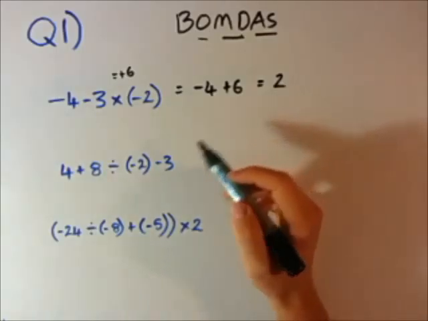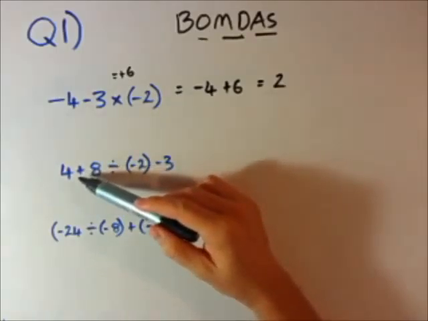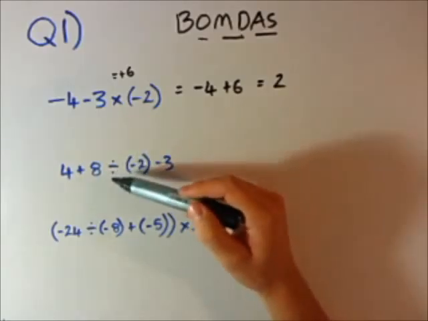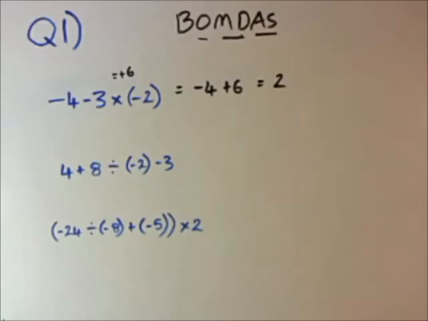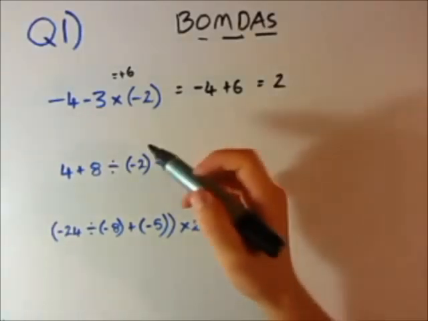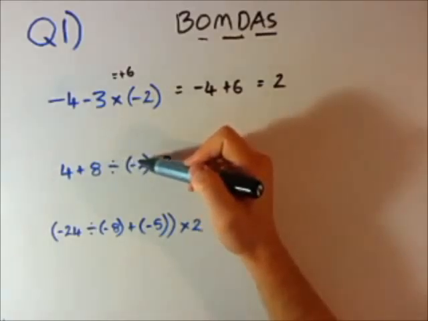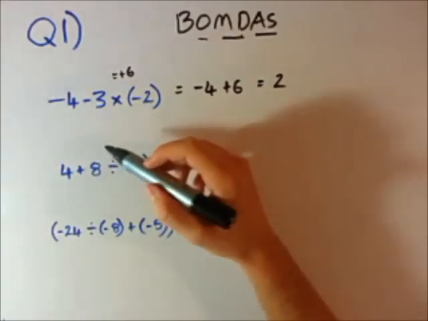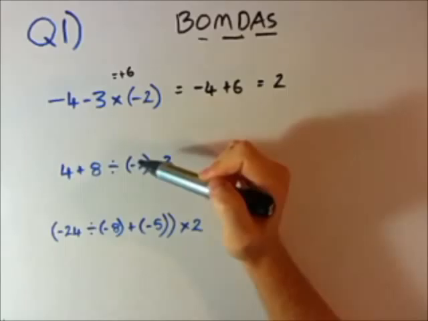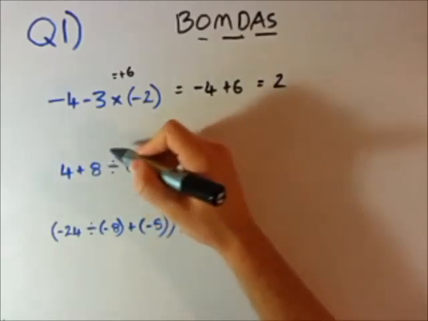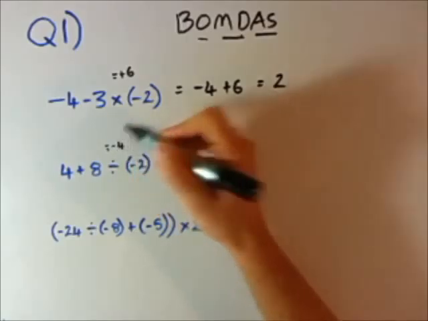Let's have a look at the second one now. We have an addition sign, we have a divide sign, and we have a minus sign. Well, we have to do the divide sign first. 8 divided by -2 is -4. When you have a positive number divided by a negative number, you end up with a negative number. So I'm going to write that as -4.